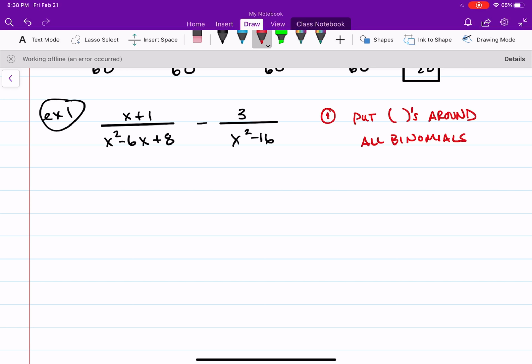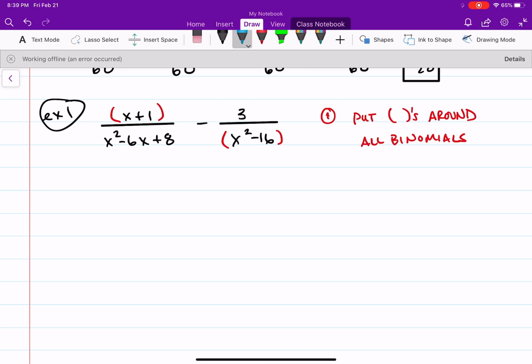Okay, so that means around the x plus 1 and the x squared minus 16. Now the x squared minus 16 is not as important because if you notice, that has no GCF, and that is the difference of two squares because it is two terms. But the x plus 1, it's already done factoring, it can't factor any further. So the parentheses for the x plus 1 is way more important to do, but it's easier just to say put parentheses around all the binomials. So that's my step 1.